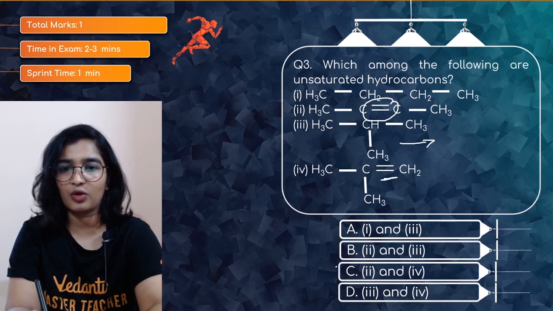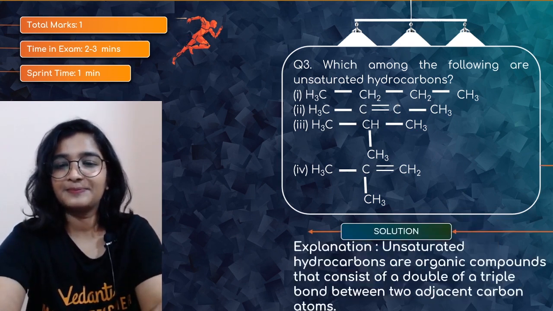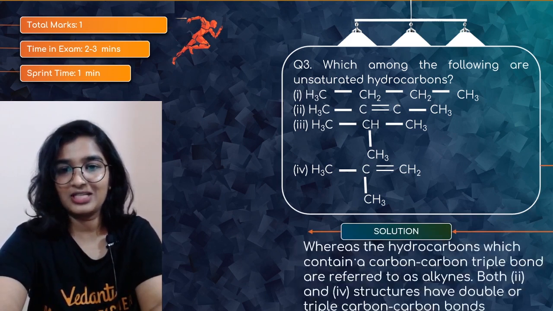Where is 2 and 4? Option C is the right answer, people. I'm sure. Right?